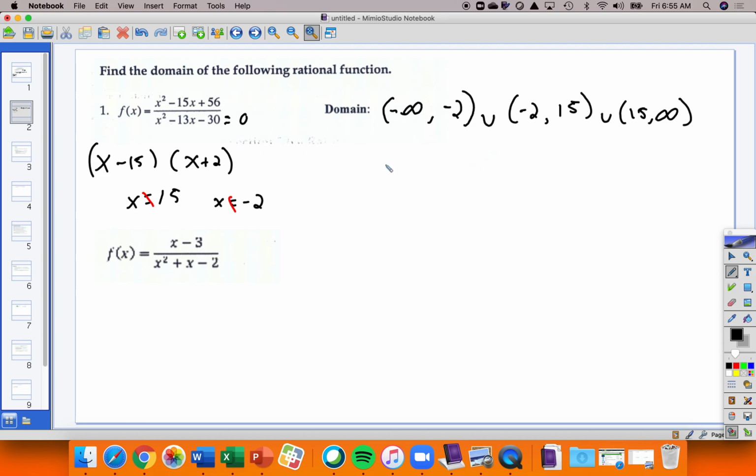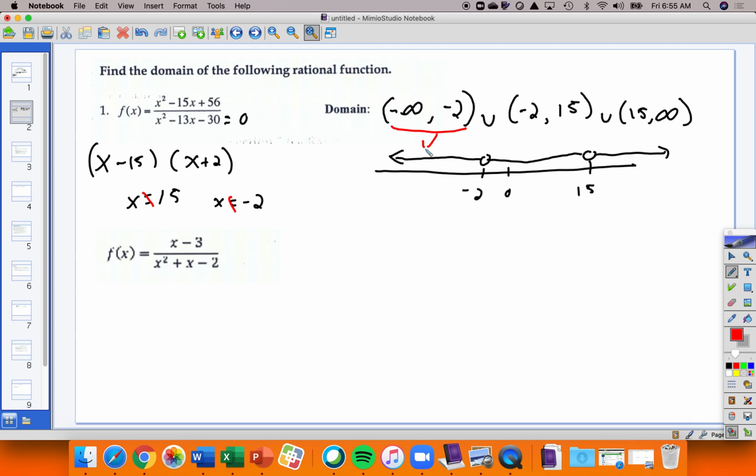If I was to draw this on a number line, here is 0, this is negative 2, and this is 15. I would put an open circle at negative 2 and 15 because I can't input those values, but I can input everything else. So you'll see that this corresponds to this interval, this corresponds to this interval, and then this corresponds to that interval.